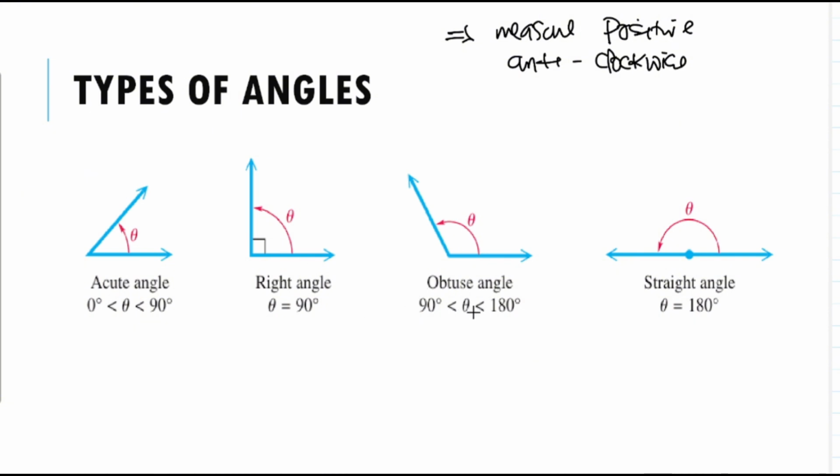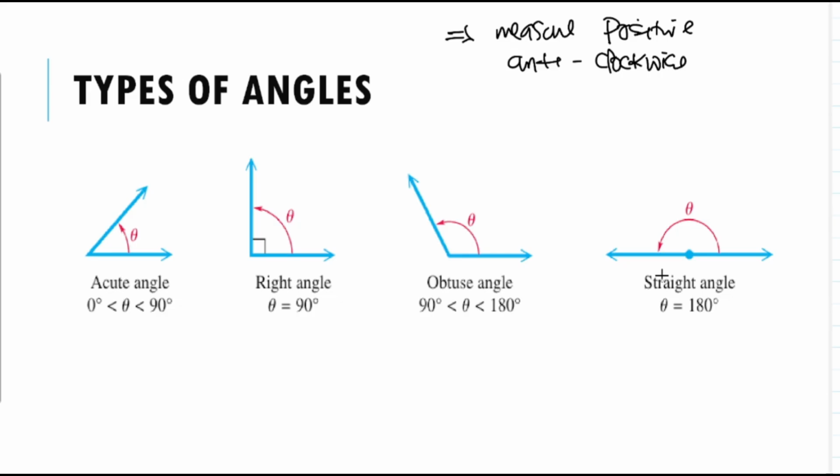Then we have obtuse angle. Obtuse angles are angles between 90 degrees and 180 degrees. So they are strictly greater than 90 and strictly less than 180 degrees. So obtuse angles can be described as angles from 91 to 179 degrees. And then we have straight angle. A straight angle is an angle that adds up to 180 degrees, or an angle that is exactly equal to 180 degrees. We also call it angle on a straight line.